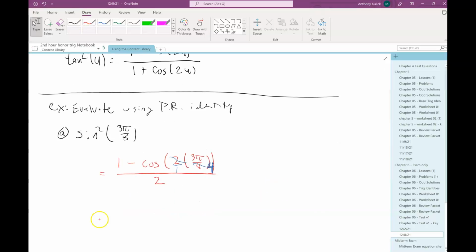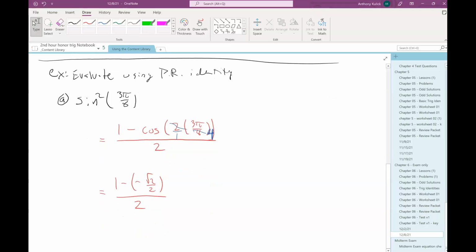So I go to my unit circle. Cosine of 3 pi over 4 is negative root 2 over 2. Sorry, I was like, oh no, this was a sine problem. I'm like, no, I had cosine there. So we're left with 1 plus root 2 over 2 all over 2. Do you like the way that looks? I don't. What's yucky about it? Fraction inside of a fraction, right?